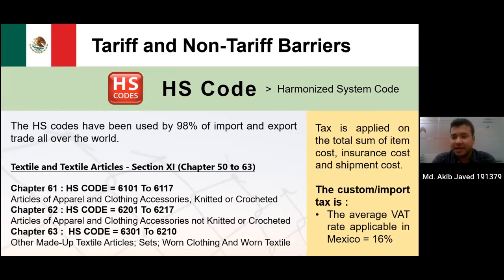The tax is applied on the total sum of cost, insurance, and shipping costs, whatever the shipping terms, either CIF, CFR, FOB, or EXW. It doesn't matter. The tax is calculated that way.